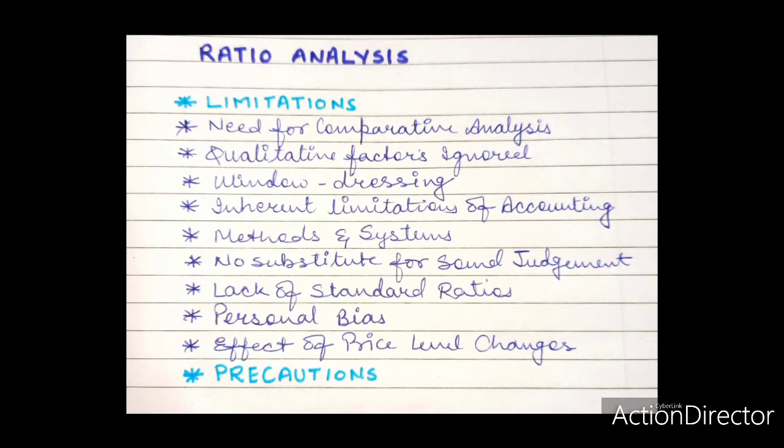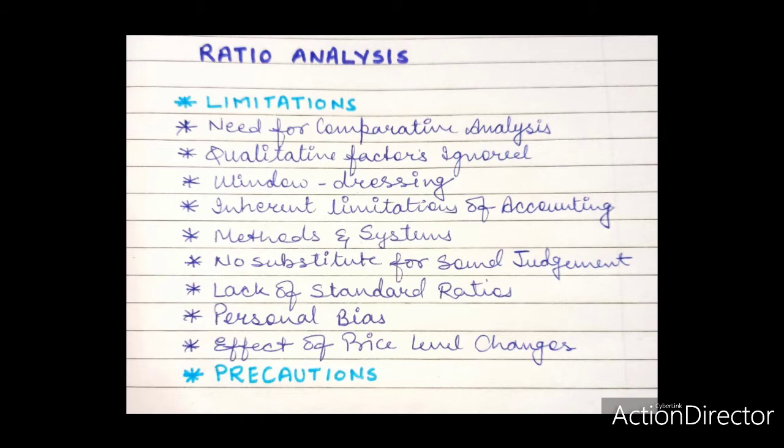Number 2. Qualitative factors ignored. Ratios are arithmetical expressions, so that qualitative aspect cannot be presented through ratios. Normally, qualitative factors that may influence the conclusions drawn are ignored while computing ratios. For instance, a high current ratio may not necessarily mean sound liquid position when current assets include large inventories consisting of obsolete items or major part of debtors is bad. Therefore, in making decisions with the help of ratios, utmost care should be taken.